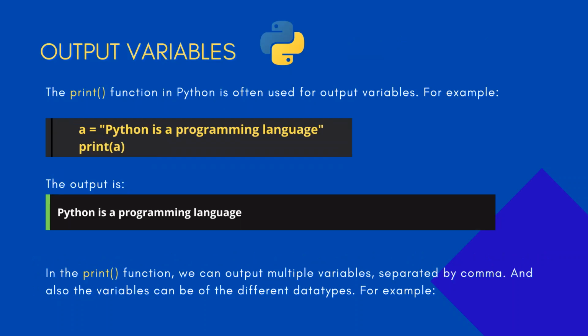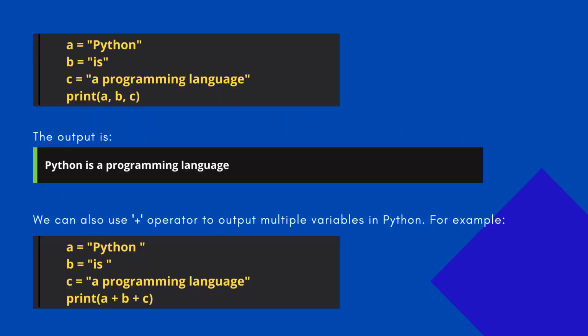Now let's talk about output variables. The print function in Python is often used for output variables. For example, in this code sample, variable A is printed by using the print function. In the print function, we can output multiple variables, separated by comma. And also the variables can be of different data types. For example, in this code sample, the variables a, b and c are passed in the print function and it gives the output by concatenating the three variables.